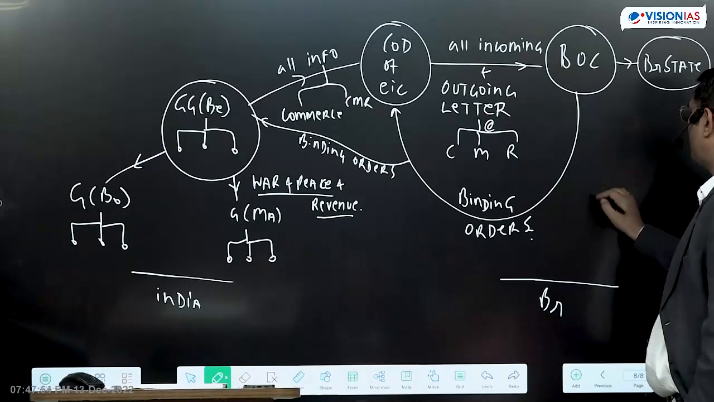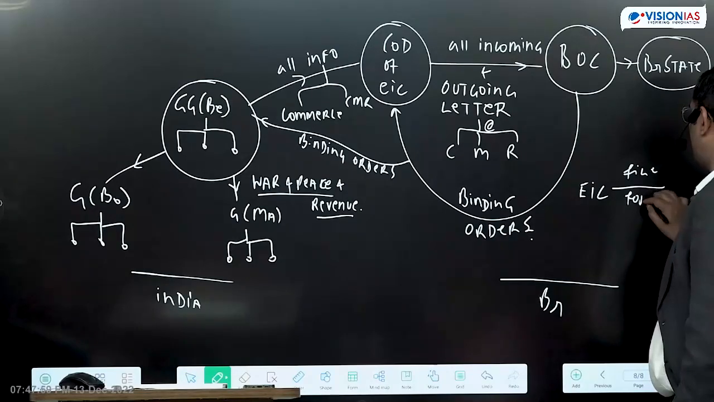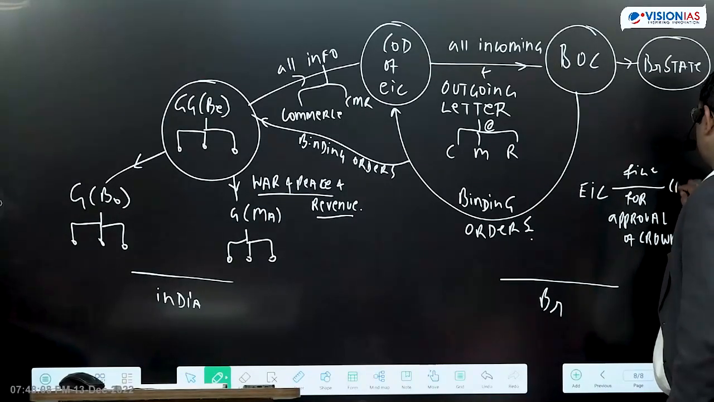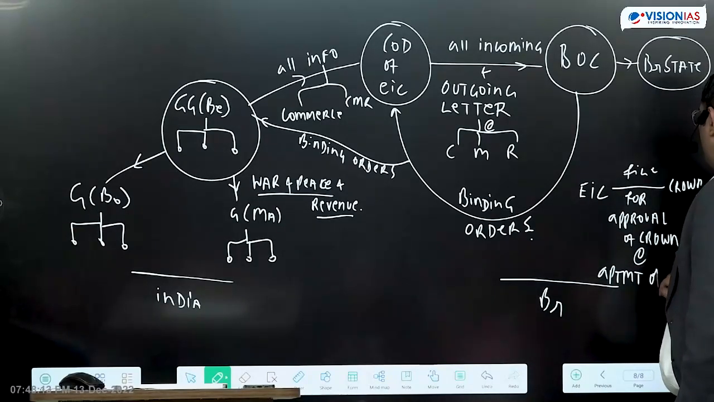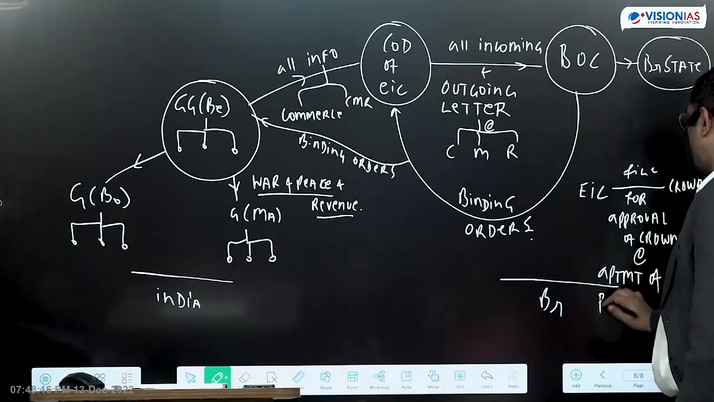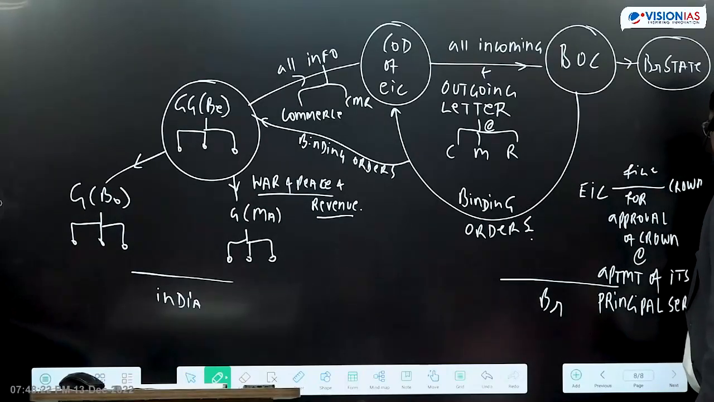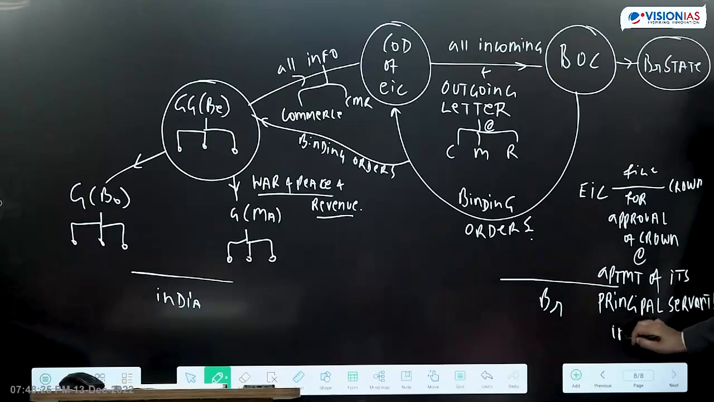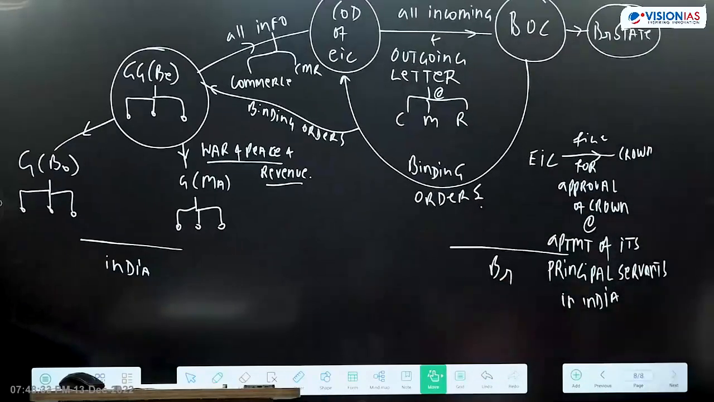So another point that you can mention is that East India Company will send a file for approval of the crown, for appointment of its principal servants. Principal means key, the most important servants in India. And the crown will do the approval. So this is how the control is being established.